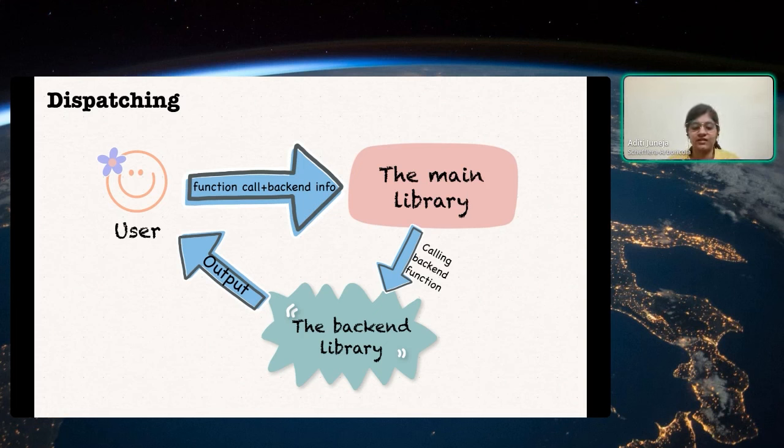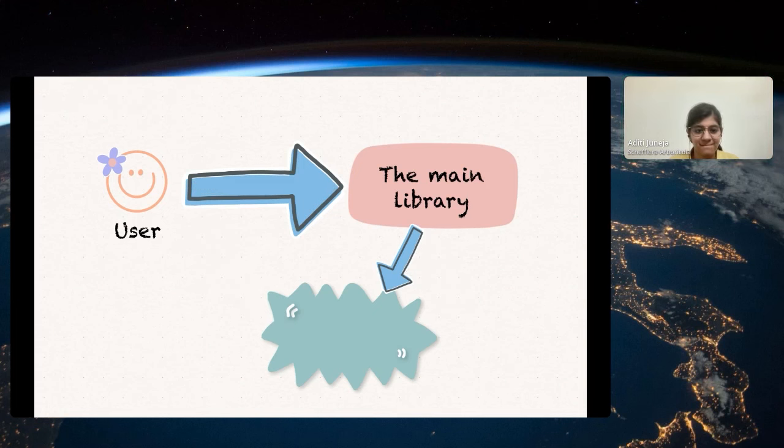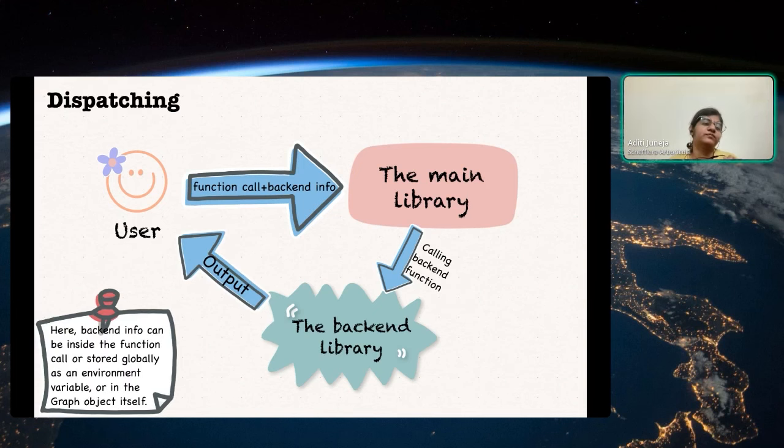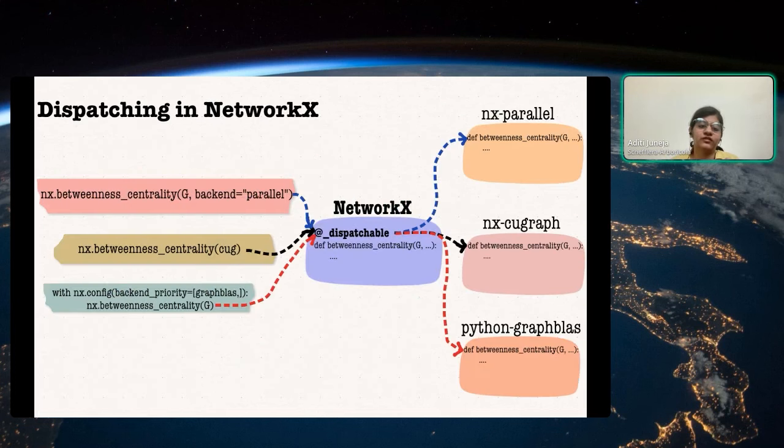And why would you do that? Because the backend library has a faster implementation, and this backend information can be inside the function call, or as a global variable, or even in the graph object. So this is a very high level view of how dispatching is in NetworkX.